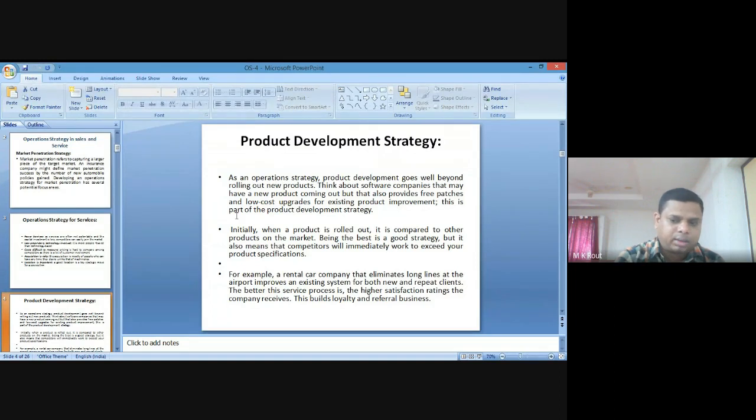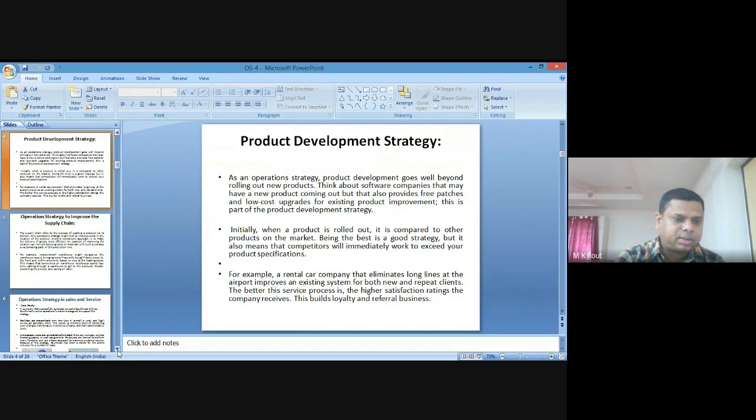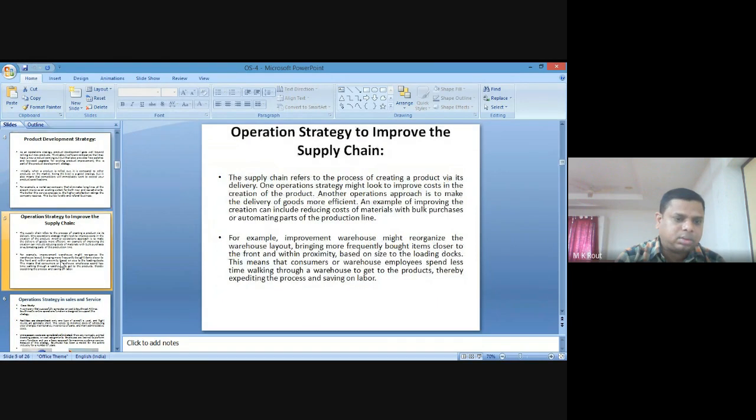Moving to the next part. Then the next part is the operation strategy.